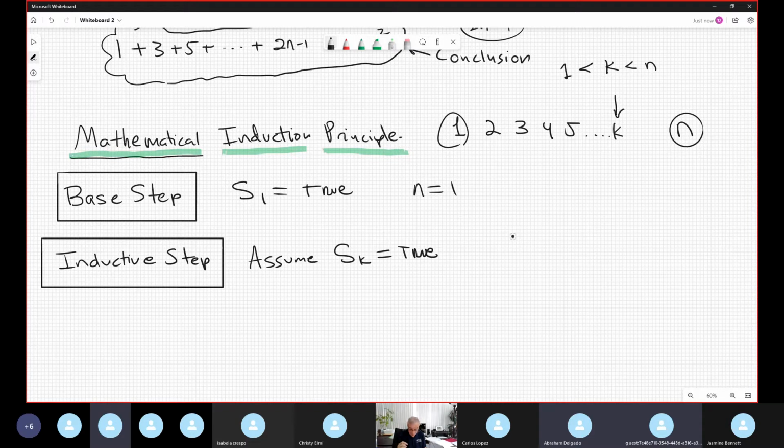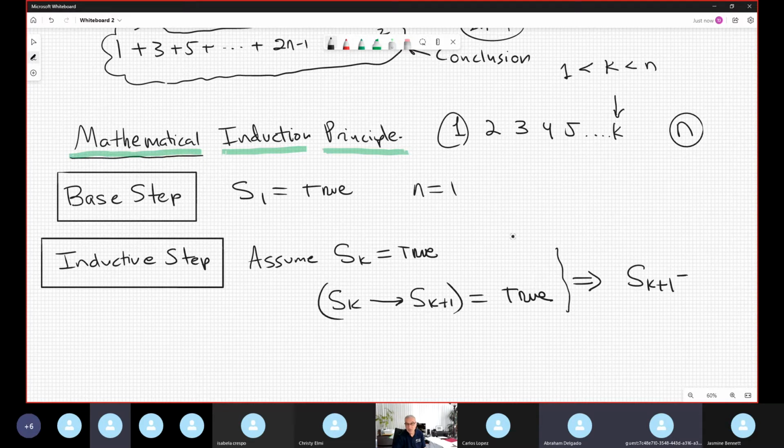Now, if you are able to prove that this being true implies that S sub k plus 1, this condition, is also true, you see how? Therefore, the super fantastic conclusion is that S sub k plus 1 is also true.